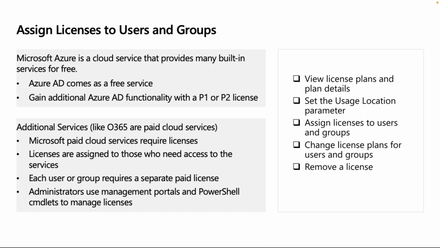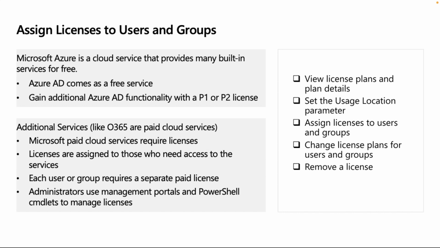Microsoft paid cloud services require a license. Licenses are assigned to those who need to access the service, and each user or group requires a separate paid license. The administrative user management portal and PowerShell commands can be used to manage licenses. I will cover the following topics: view the license plans and plan details, set the user location parameter, assign the license to users and groups, change the license plan for users and groups, and remove the license. We will discuss all these topics in this video.